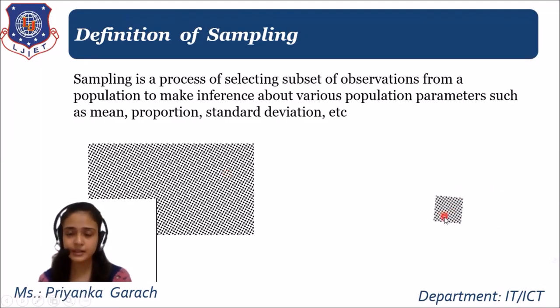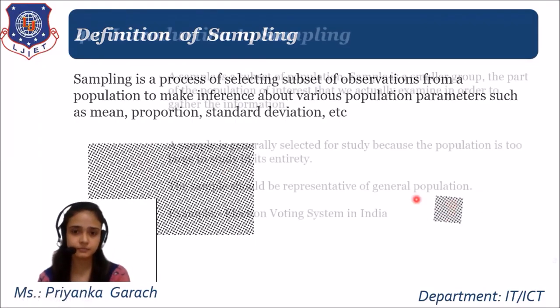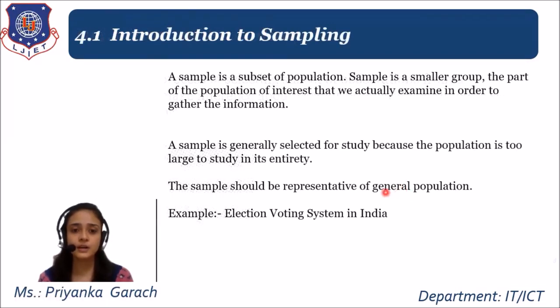So what is a sample? It is a subset of the population. Subset means it is a part of the population. A sample is generally selected for study because the population is too large to study in its entirety. So the sample should be representative of the general population.